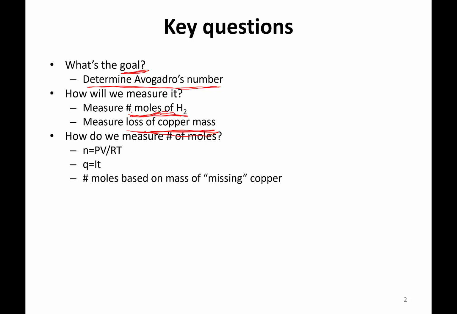How are we going to measure the number of moles? So I mentioned number of moles of hydrogen in here. So how are we going to measure that number of moles? We're actually going to use our ideal gas equation. So PV = nRT can be rearranged to form n = PV/RT. And so that's how we calculate that number of moles.